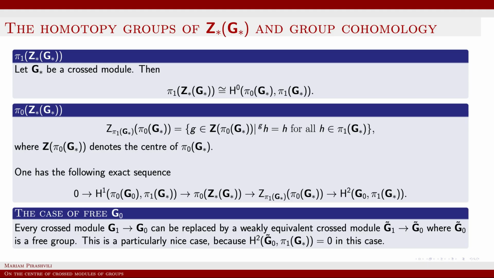For pi 0, things are not quite as straightforward. Pi 0 fits into an exact sequence. Here, on the left we have H1, group homology, and the components here are pi 0 and pi 1, as well as here. However, the story does not stop here, and here we no longer have pi 0, pi 1, we just have G0.